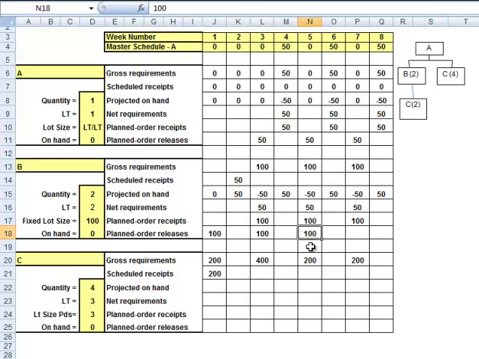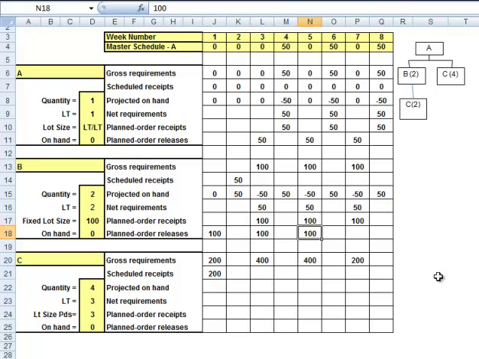Again, I have the same situation occur in time period 5. So I need to release 100 B's in time period 5, which is going to require 200 C's. But I already have 200 C's required in time period 5. So the total demand for C's in time period 5 is once again 400. That completes the requirements for the C's. Okay. Now, I have finished planning level 1.